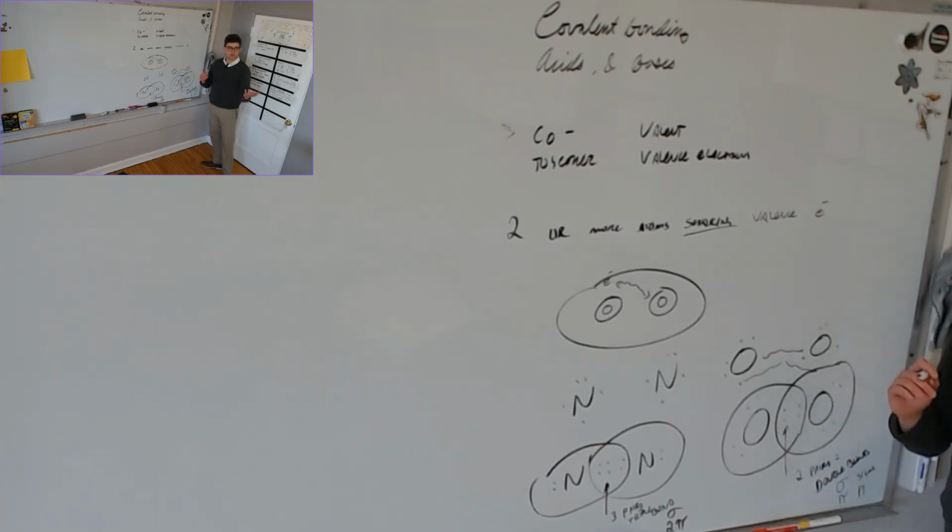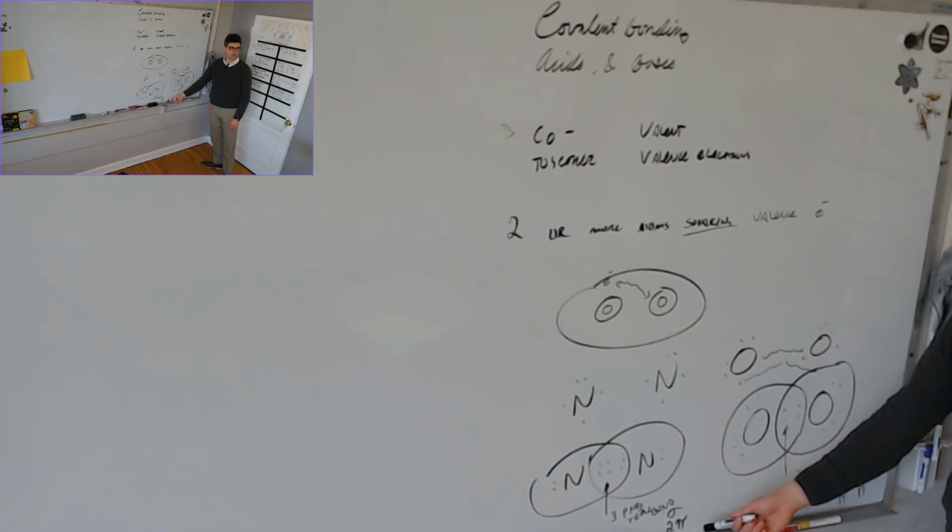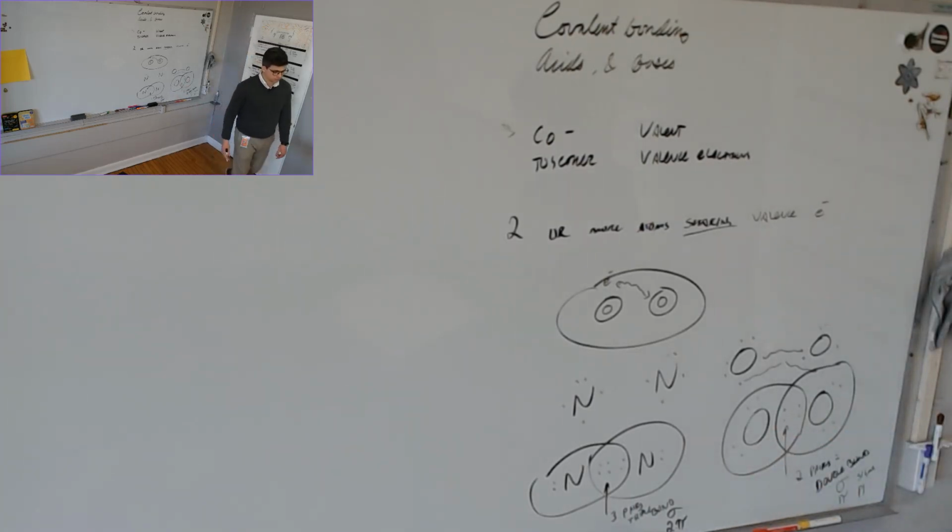So a single covalent bond is a sigma bond. A double is a sigma and a pi. A triple is a sigma and 2 pi's. There you go. I think you got it. It depends on how they share. That's how these covalent bonds are named.